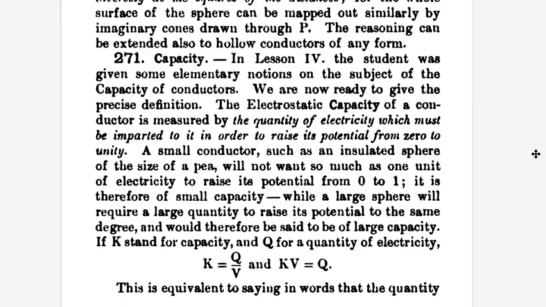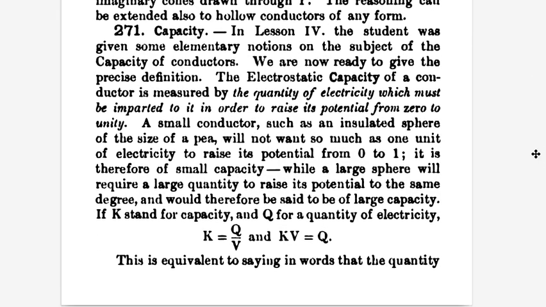271. Capacity. In Lesson 4, the student was given some elementary notions on the subject of the capacity of conductors. We are now ready to give the precise definition. The electrostatic capacity of a conductor is measured by the quantity of electricity which must be imparted to it in order to raise its potential from zero to unity.